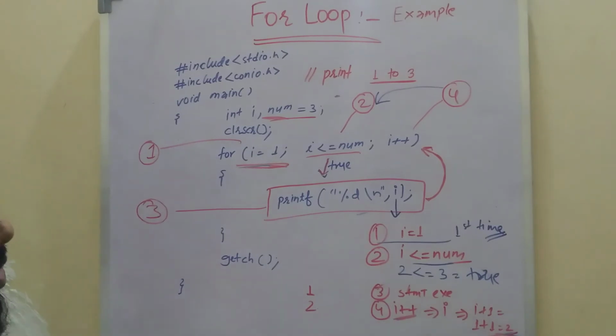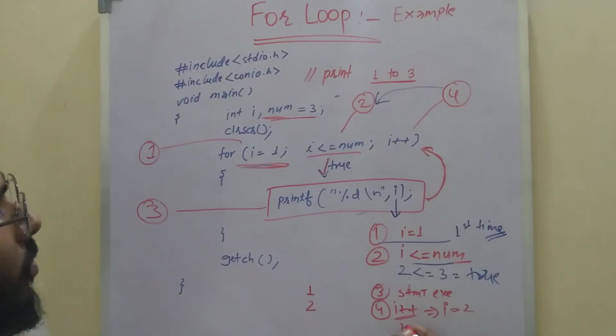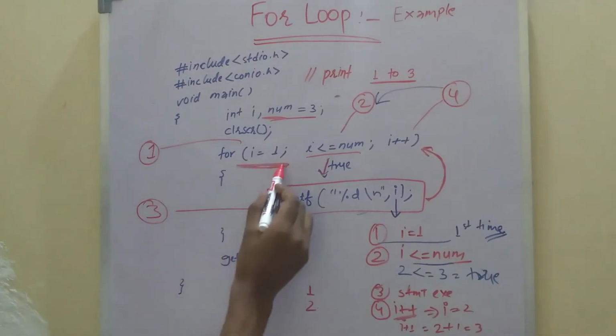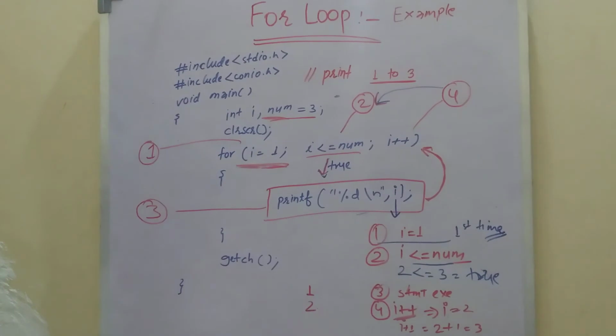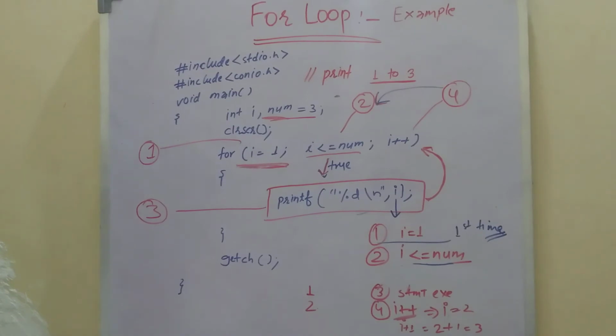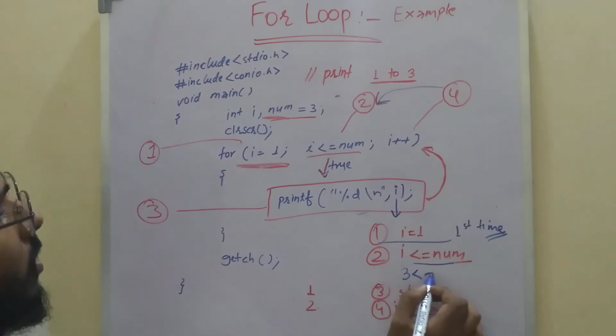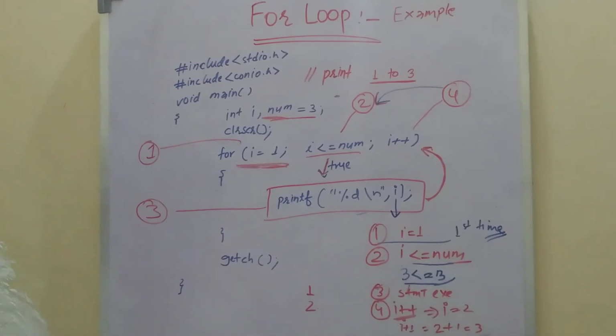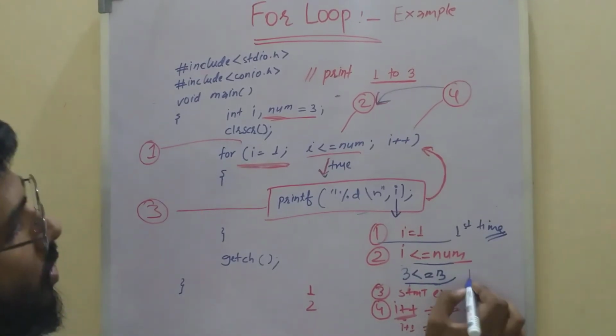Now the fourth is the increment. Currently the i value is 2, so i plus 1, 2 plus 1, is 3. So currently the i value is 3. Again it is not going to initialize the value, it will go to the second step and check the condition, i less than or equal to num. The i value is currently 3, and the number is 3. So 3 less than or equal to 3, yes, the condition is true.